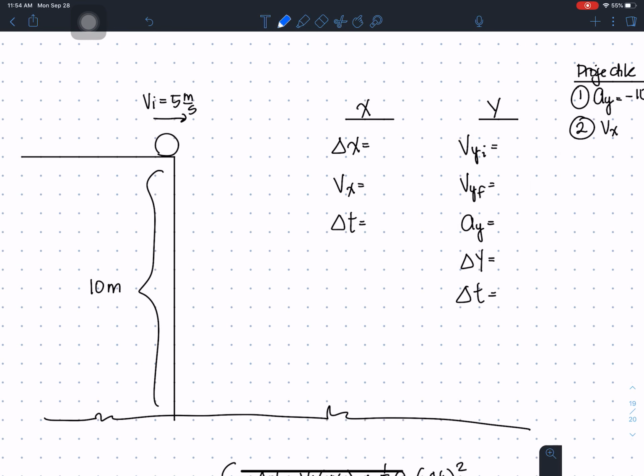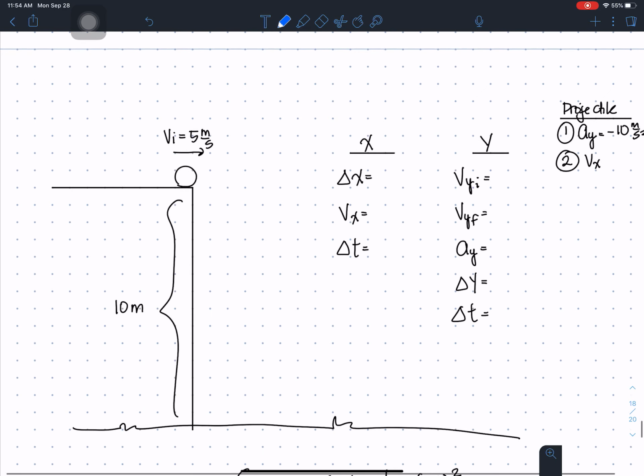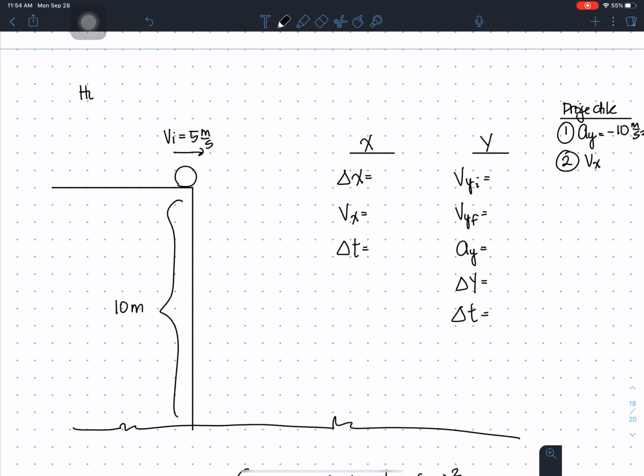Friends, let's talk a little bit about problem solving in two-dimensional motion. What you see here drawn before you is a problem where there is a ball that rolls off the edge of a cliff, and that cliff is 10 meters high. The question essentially asks us, how far from the edge of the cliff does the ball land?